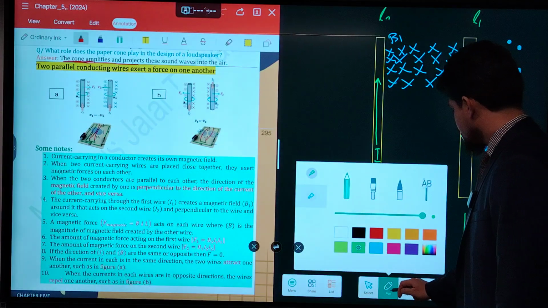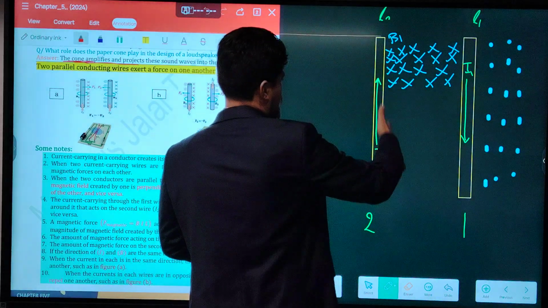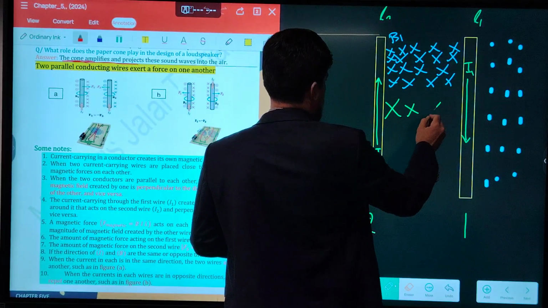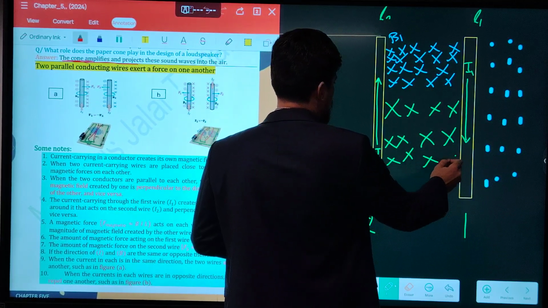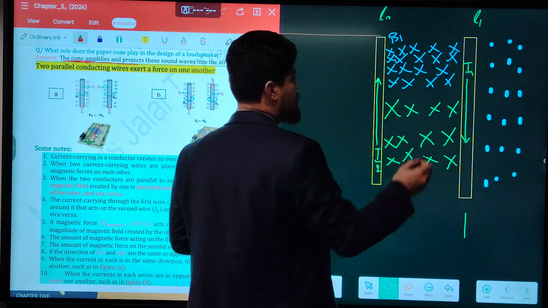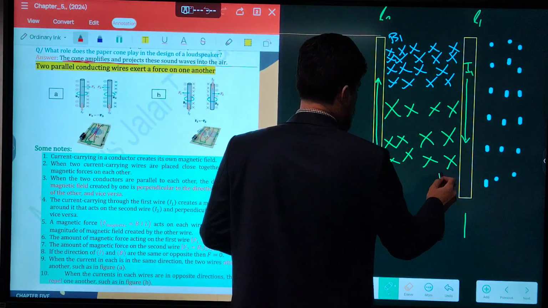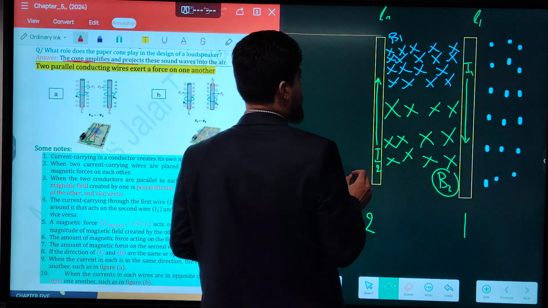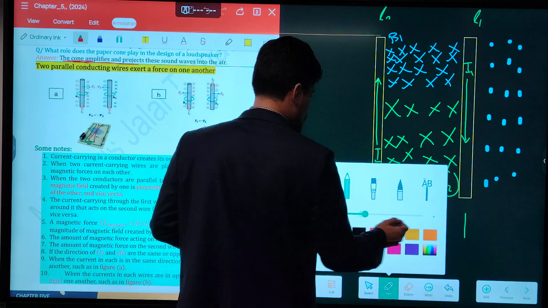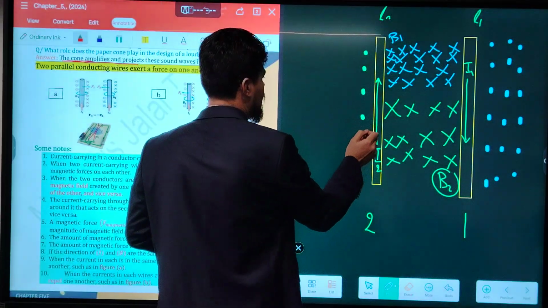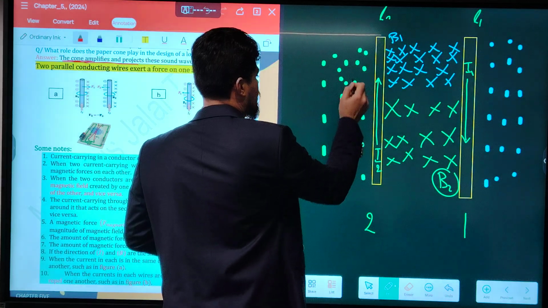In wire number 2, according to the right hand rule, here becomes what? Into the page. Here is what? Into the page. This is B2 or B1? This is B2, created by what? By I2. B1 is created by I1. B2 is created by I2. This is B2. Okay? And if here is into the page, this side becomes out of the page. Okay?